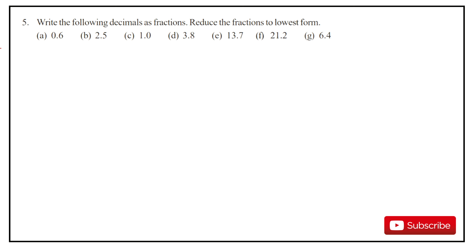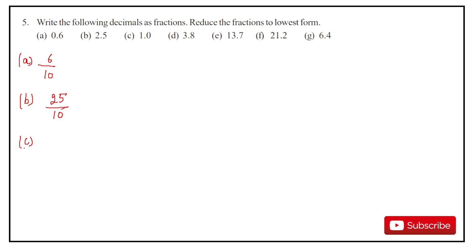Fractions. So it's 0.6. Coming to the first one, how can we write 0.6 as a fraction? It is 6 upon 10. How did we write it? The number of places after the decimal was only 1, so it is 6 by 10. Coming to the next one, it is 2.5, so I can directly write 25 upon 10.